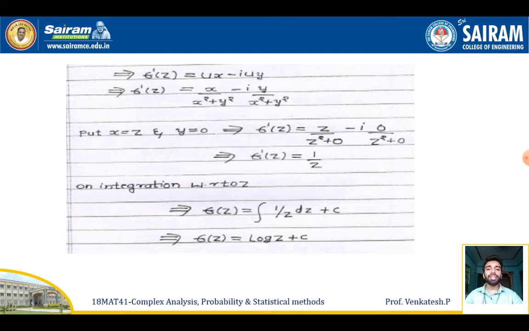Now in this equation, I will replace x is equal to z and y is equal to 0. If I replace this condition, I get f dash of z is equal to z by (z square plus 0). So f dash of z is equal to 1 by z. Now on integrating this equation with respect to z, I can get the analytical function f of z. It is given by the integration of 1 by z dz plus constant c, so f of z is equal to log z plus c.